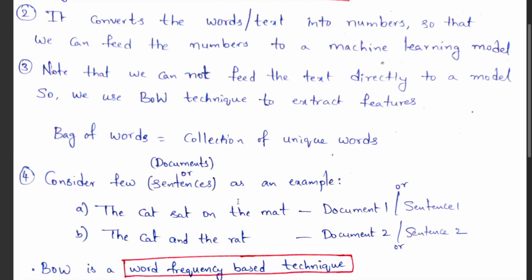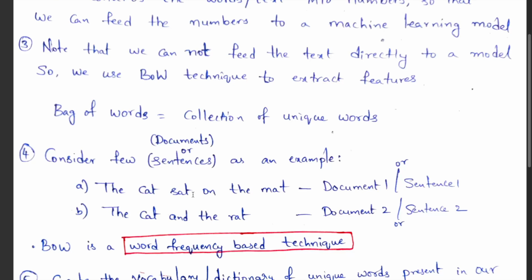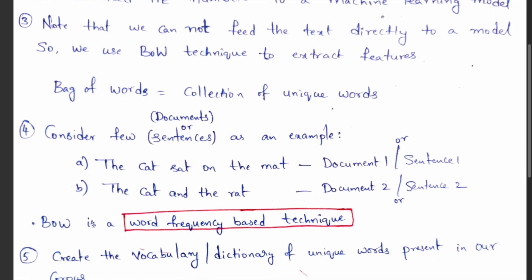So consider these below documents as an example. The first one is the cat sat on the mat, and the second document is the cat and the rat. So let's see how we use bag of words to extract the numerical representation of these documents. Bag of words is basically a word frequency based technique. That means we count the number of times each word has appeared in the document.